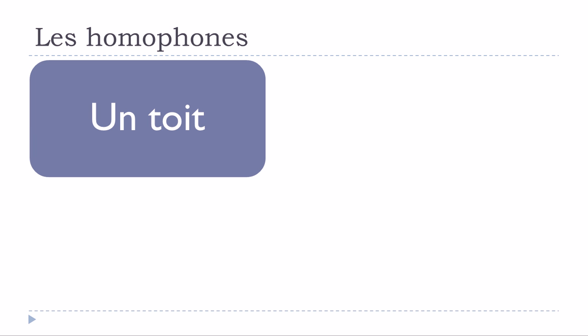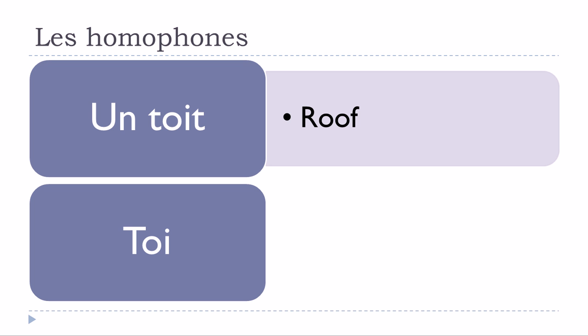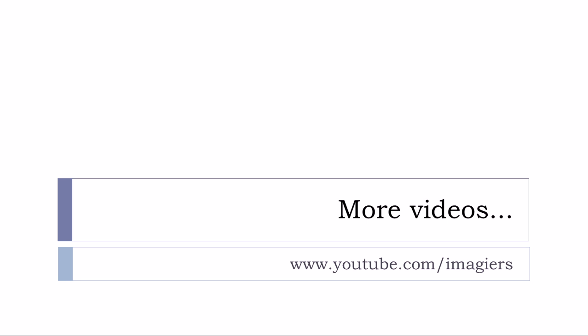Un toit. Toi. Okay, so in that case, we're talking about moi, toi, lui, elle, so we saw that a long time ago. Okay, and then both of them are pronounced like toi. Un toit, toi.